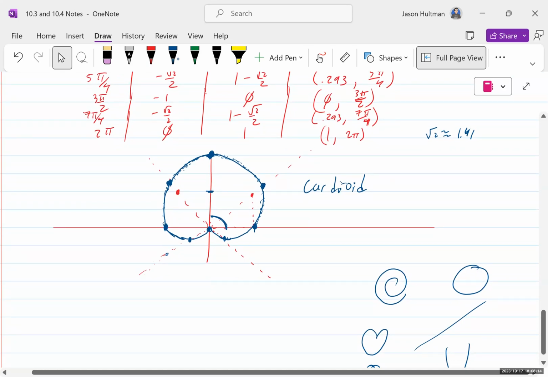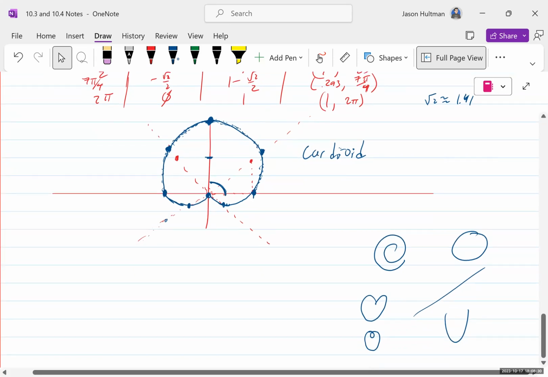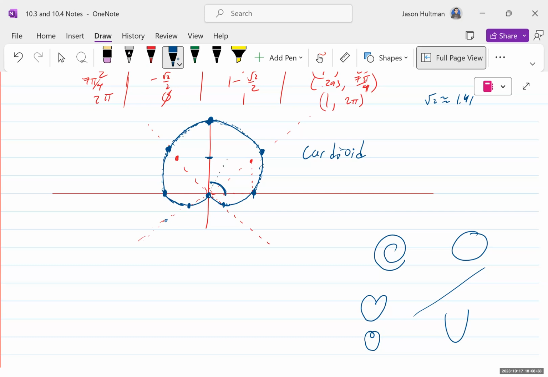So for example, what would be the derivative of the cardioid at pi over 3? We didn't even do pi over 3, but pi over 3 would be right here, right? What would be the derivative, or what we would call the slope of the tangent line at pi over 3? Because that's really what the derivative is. It's the rate of change.